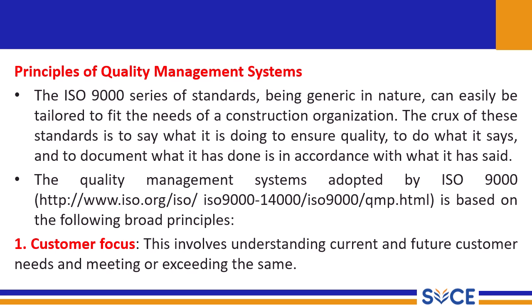Principles of quality management system. The ISO 9000 series of standards, being generic in nature, can easily be fit to the needs of the contractor. The crux of this standardization is to ensure quality, to do what it says, and to document what is done in accordance with what it has said. Basically, these are principles and guidelines mentioned in the ISO standards that we need to follow.